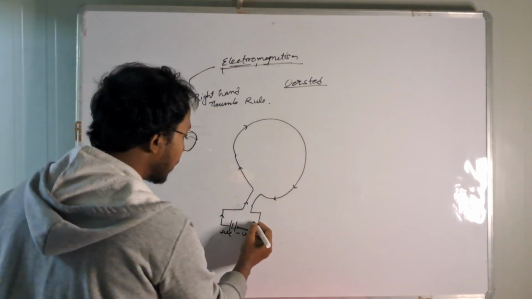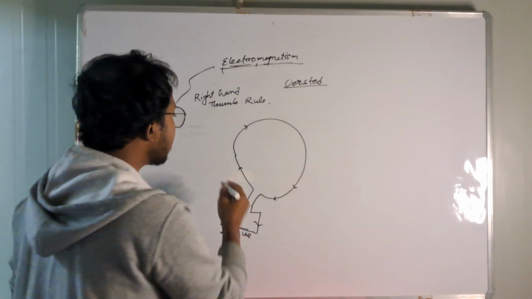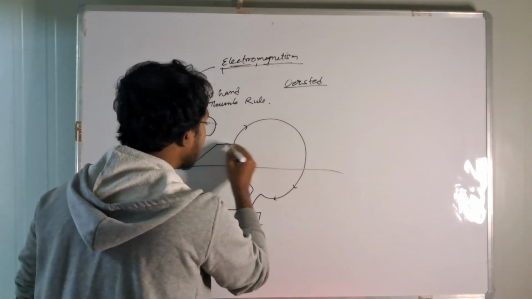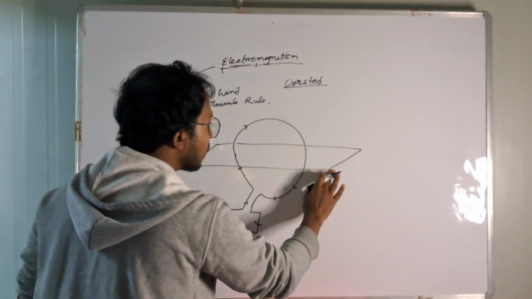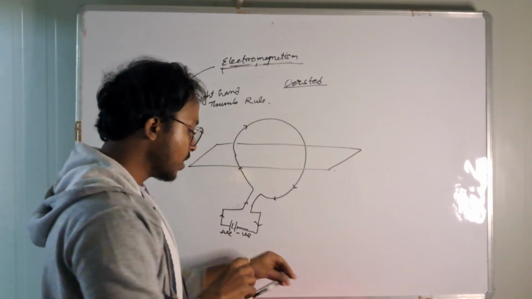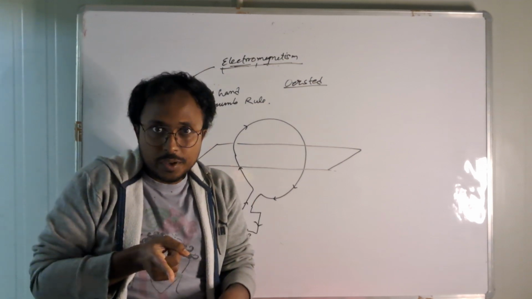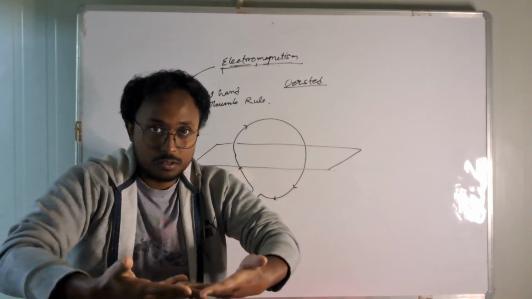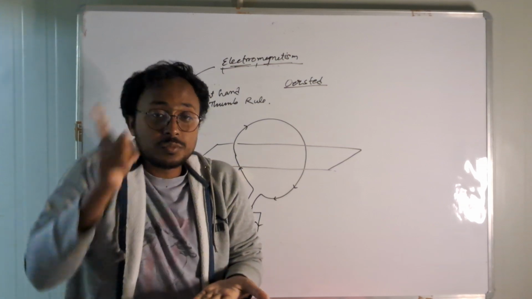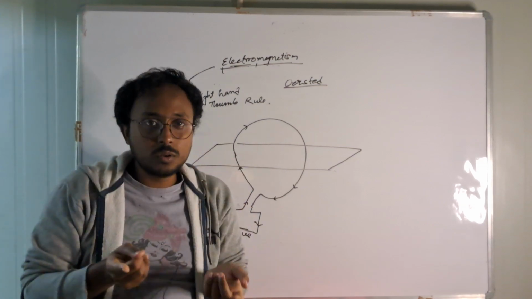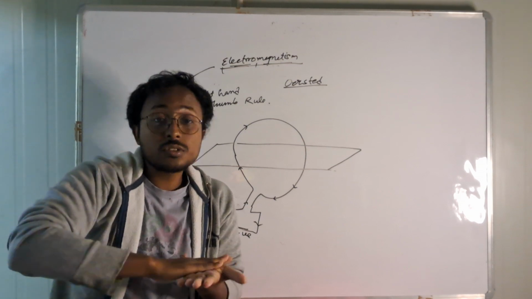Perfect. Now current is flowing this way. Now if I just consider a vertical plane, again it's a vertical plane. So that means my loop, just look at me, the loop is going like this way, and I have a vertical plane. So the vertical plane and this loop are perpendicular, the loop is perpendicular to this horizontal plane.